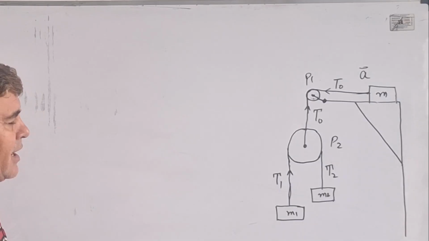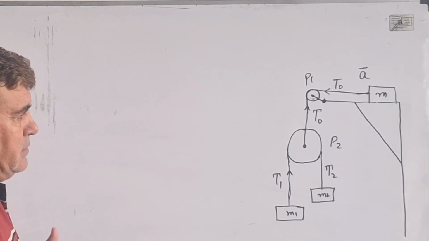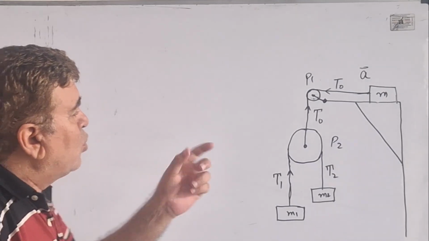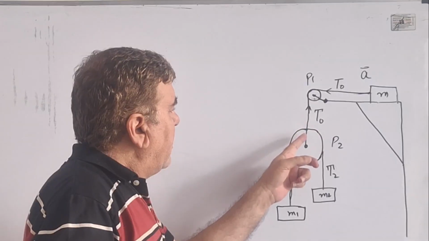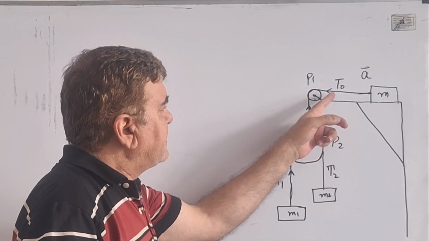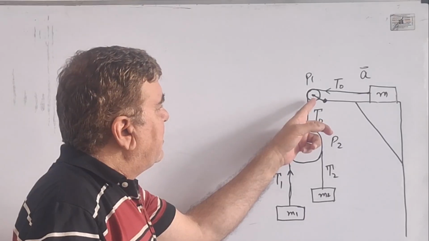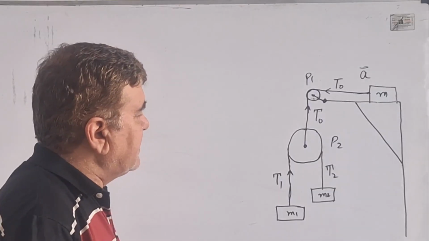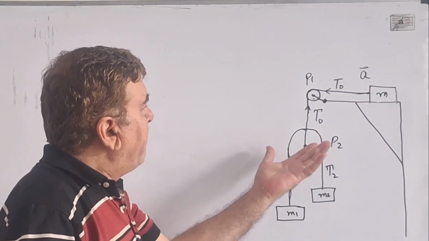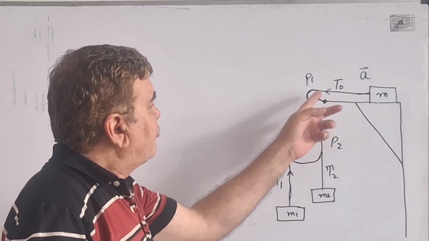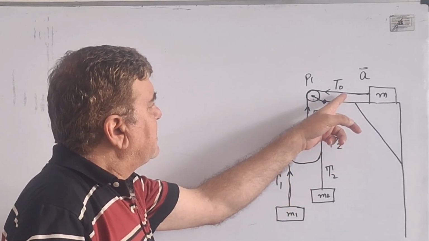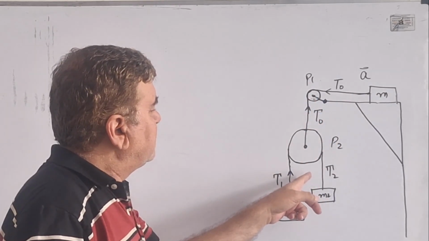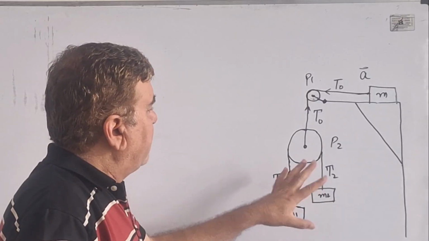And for that, I approximate our system in such a way that we assume that the string at this position is massless and inextensible. Similarly, we consider that both the pulleys P1 and P2 are massless and frictionless. If the strings are inextensible, that means the acceleration on both sides of this pulley and on both sides of this pulley is the same in the branches.